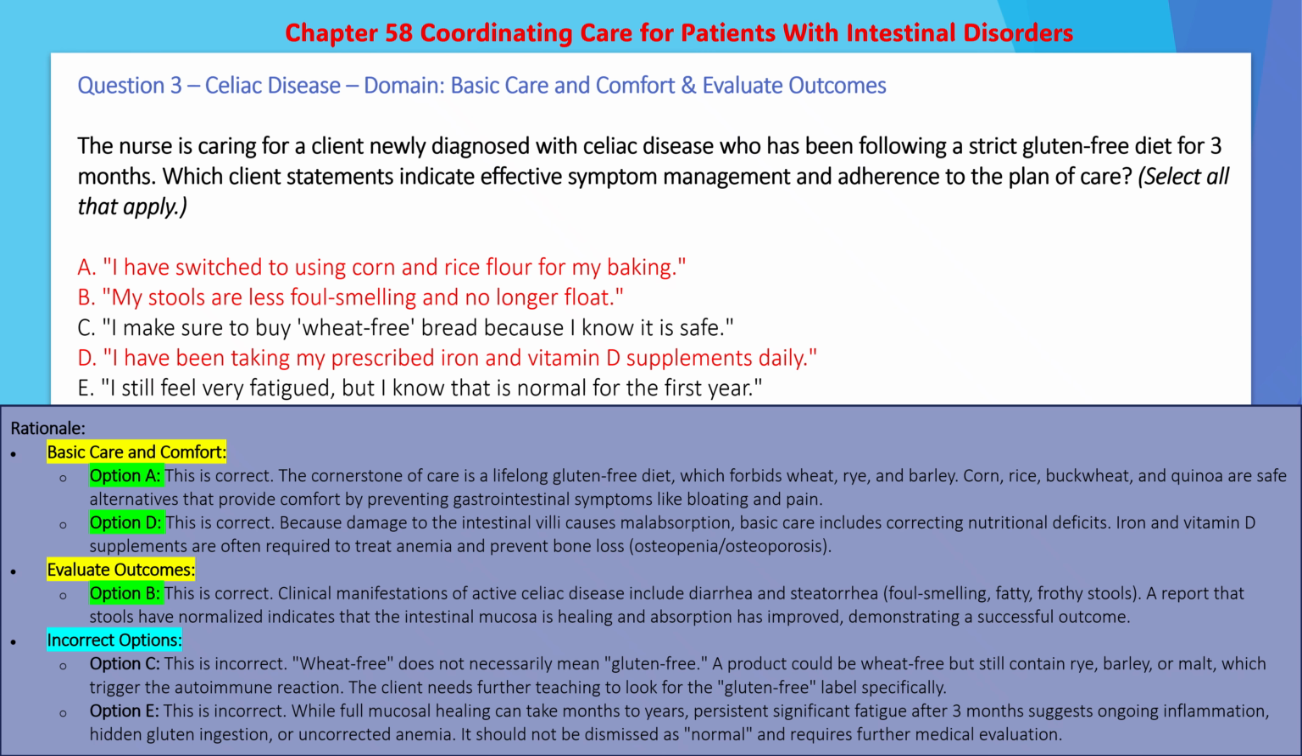So the evaluate outcomes is option B. It's correct because clinical manifestations of active celiac disease include diarrhea and steatorrhea, foul-smelling fatty stools. A report that stools have normalized indicates that the intestinal mucosa is healing and absorption has improved, demonstrating a successful outcome. So you can read why the other options are incorrect in here. So let's move next.